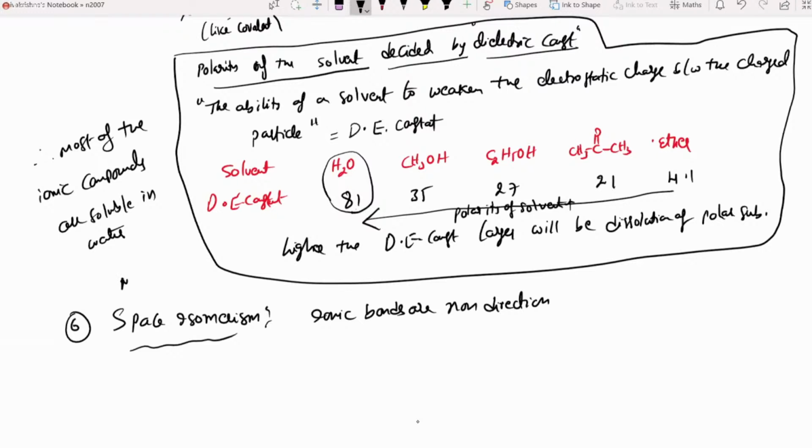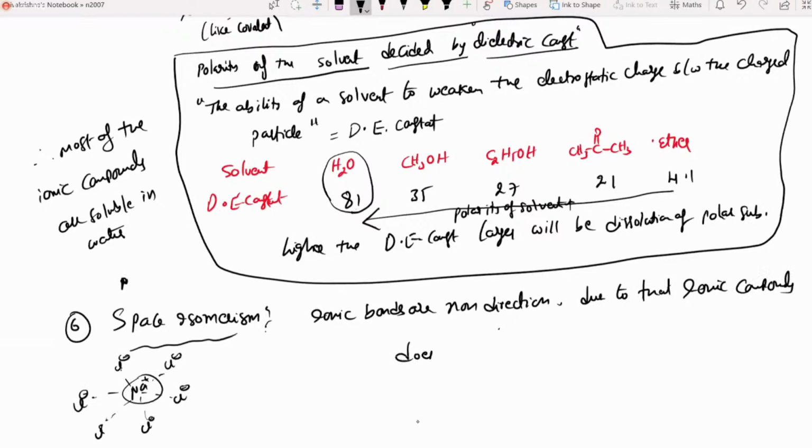Do you remember or not? In NaCl, each Na+ is surrounded by 6 Cl-. But which one attracts perfectly? We can't say. All of them equally. So non-directional. Therefore, whenever direction is there, they can show isomerism. Due to that, ionic compounds do not show space isomerism. Yes, this is the reason.